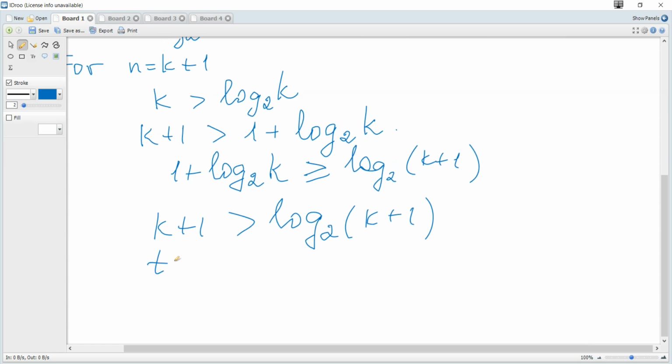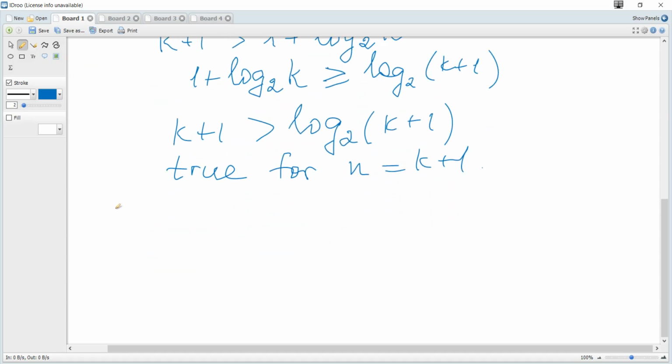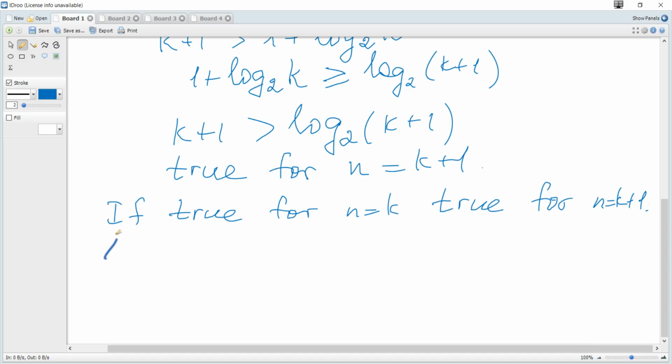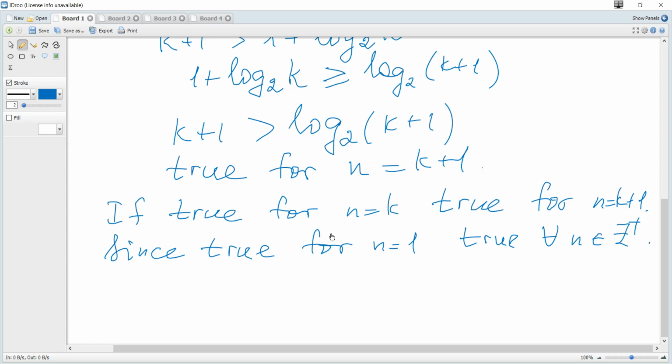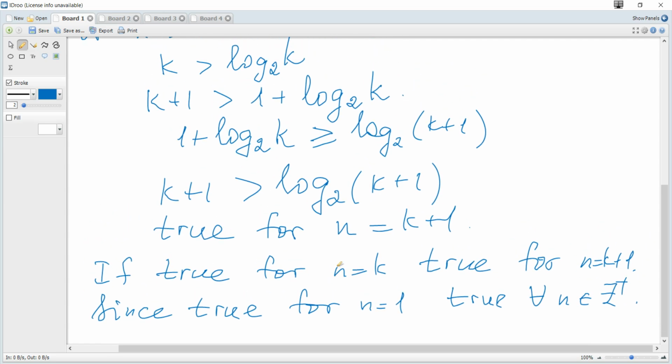Hence true for n is k plus 1. And conclusion: if true for n is k, then true for n is k plus 1. Since true for n is 1, true for any n a positive integer. And that's all for this question.